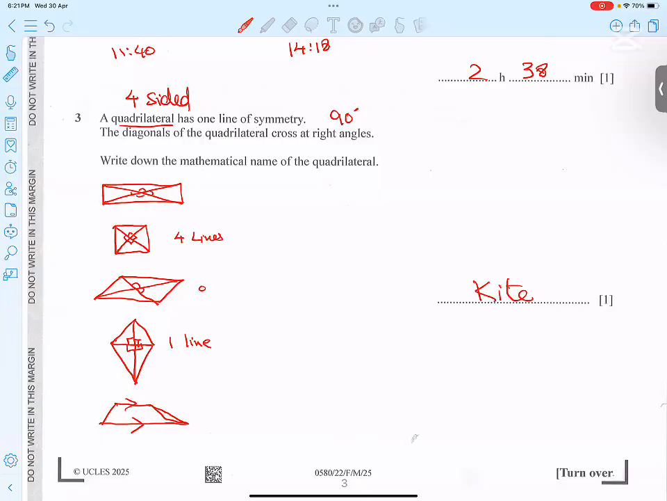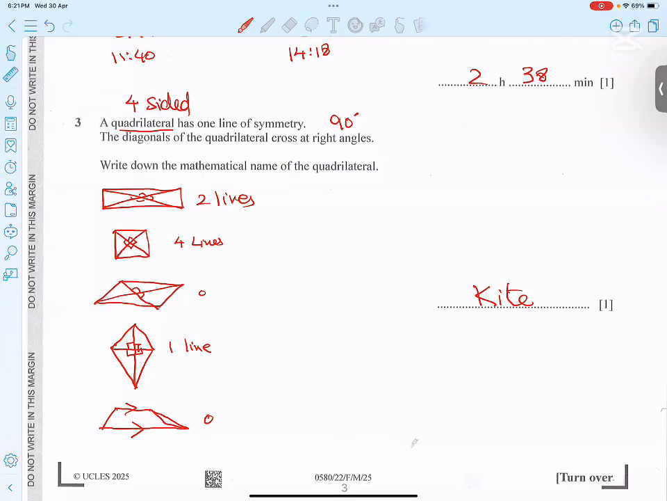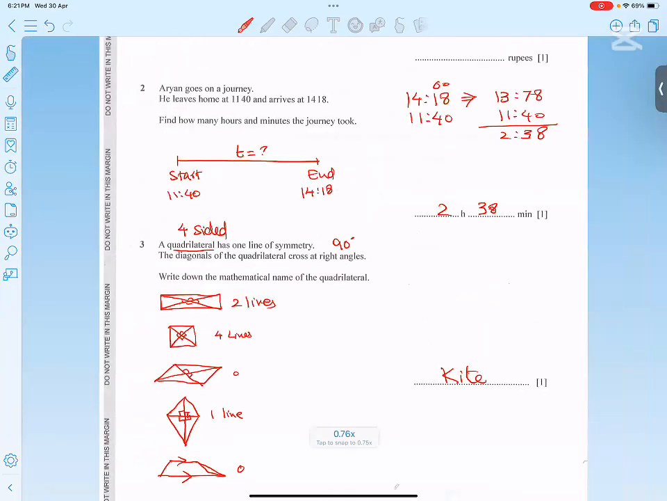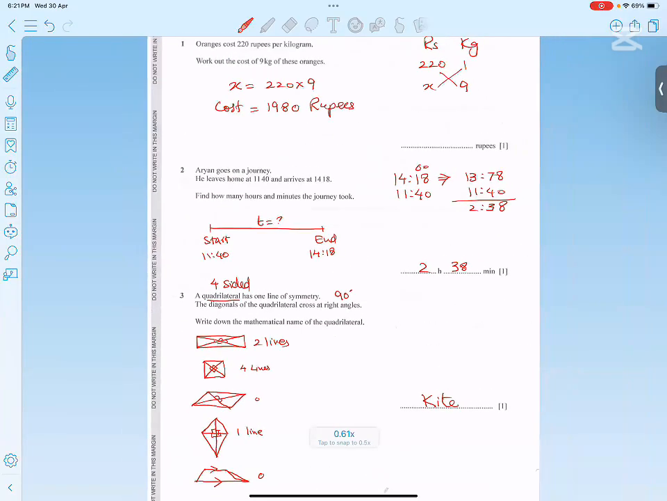I hope the concept is very clear. This one has two line symmetries, one this way, one this way. And this is zero line symmetry and this is also zero line of symmetry. Just extra given knowledge of line of symmetry. So get this point clear, and let's go for the next question.